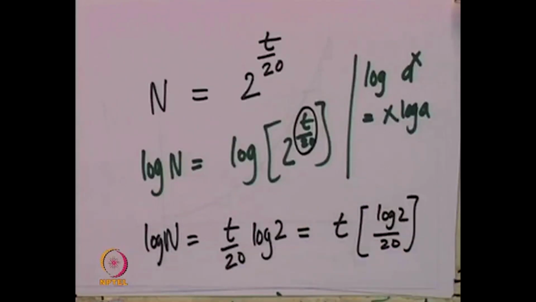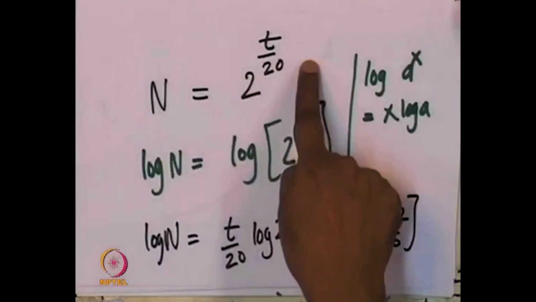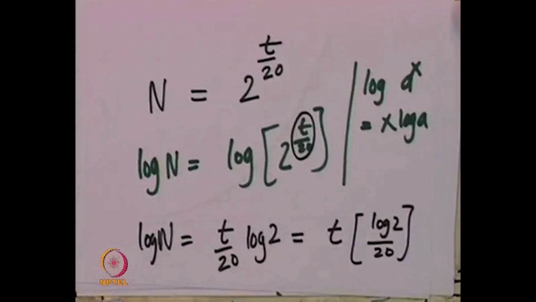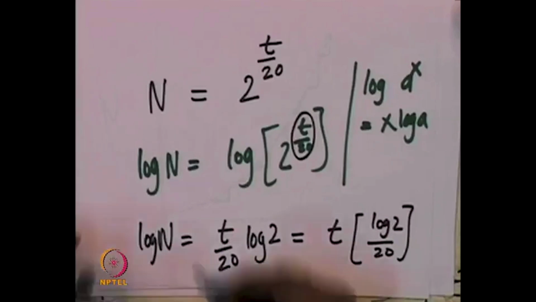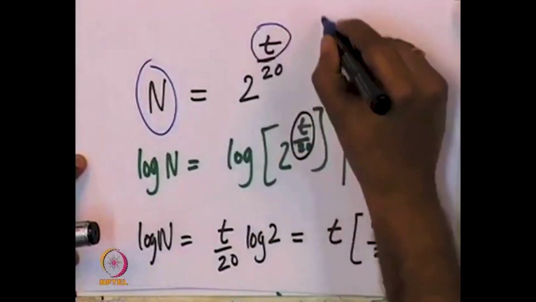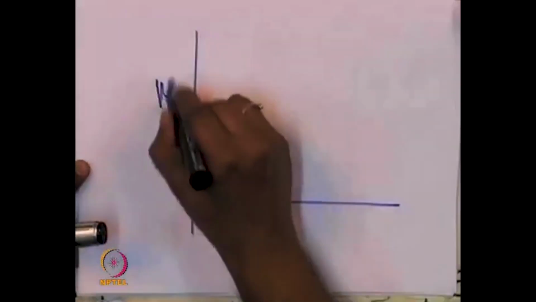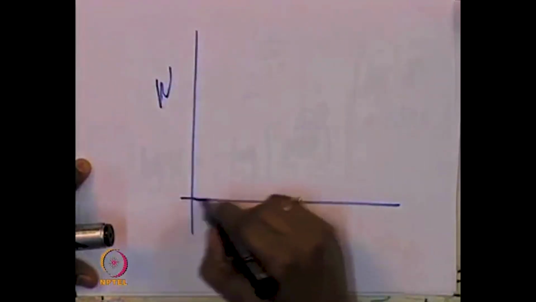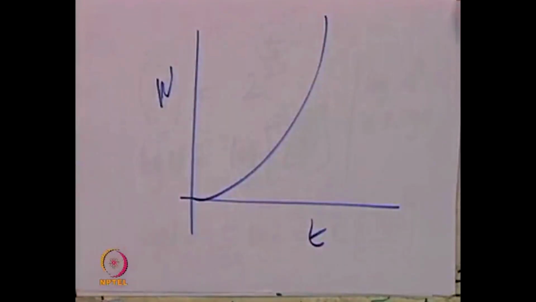So, now let us try plotting. Instead of plotting n and t, let us plot log n and t. Previously we had plotted n on the y axis and t on the x axis, and we got a curve which looked like this, and we had difficulty calculating the slope. One has to calculate the slope at different points, and it is not the easiest function to calculate the slope of, given the experimental data.